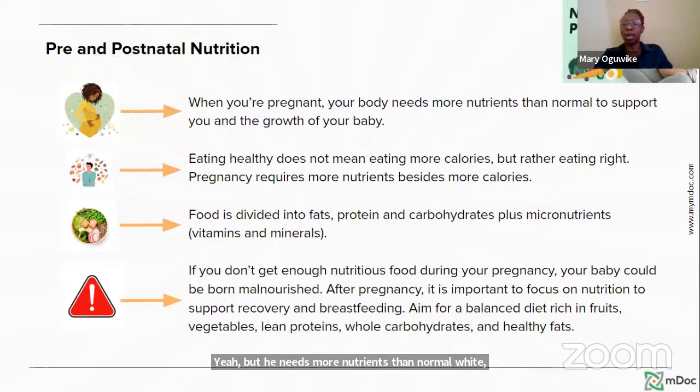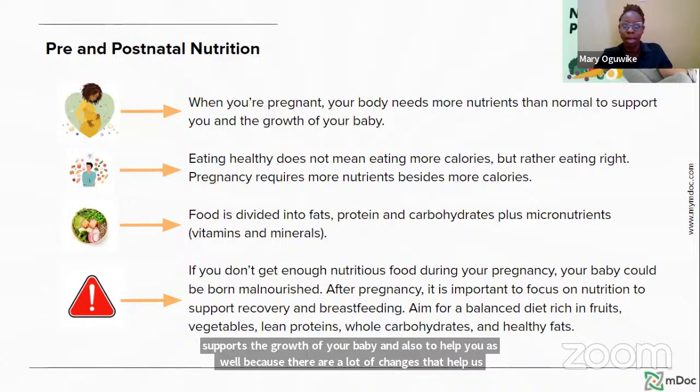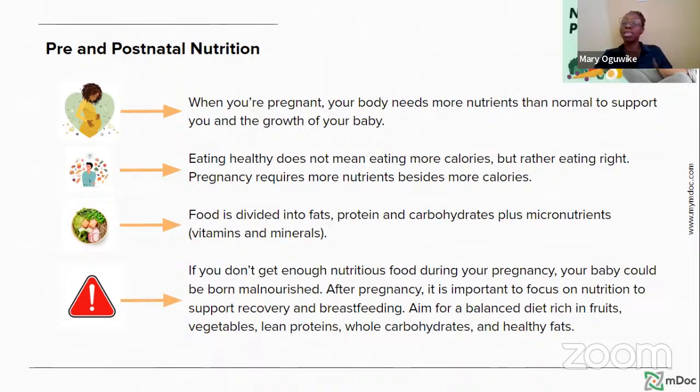Now, eating healthy doesn't mean that you have to eat more calories, as that is energy we get from food, that is the carbohydrate, the protein, and the fat. No, but it means eating right. Now, pregnancy requires more nutrients besides more calories. Food is divided into the fats, the protein, and the carbohydrate, plus the micronutrients. Healthy nutrition means that your food has a combination of all these nutrients. That is the fat, protein, carbohydrates, and the vitamins and minerals.